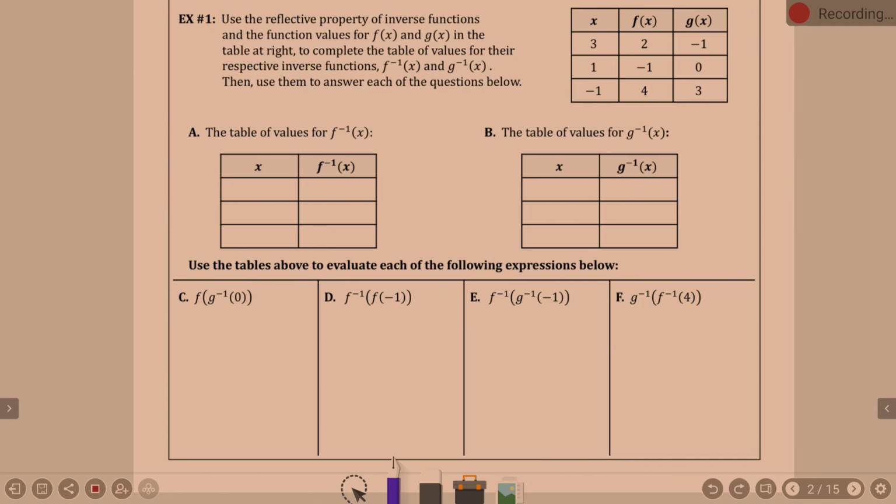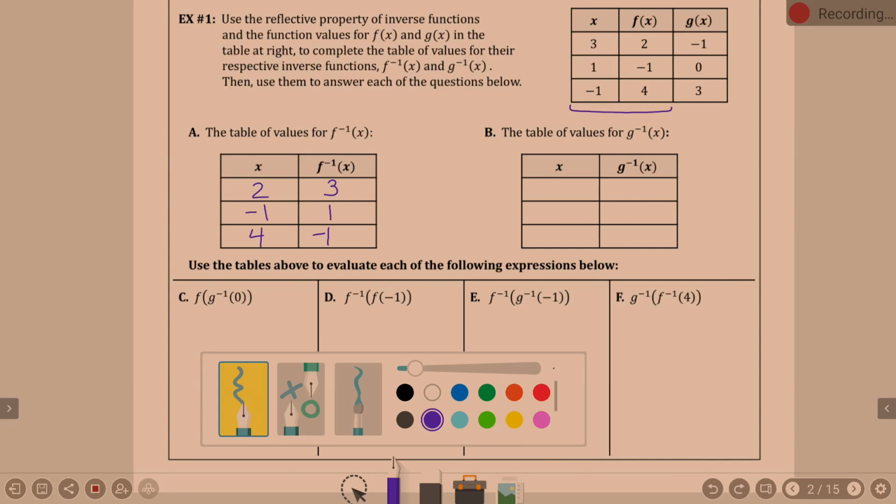Thoughts? Switch the x and f of x, right? So basically we're switching the first 2 columns here. So the ordered pair for f of 3, which is (3, 2), becomes (2, 3). The ordered pair (1, -1) becomes (-1, 1), and the ordered pair (-1, 4) becomes (4, -1). Easy enough?